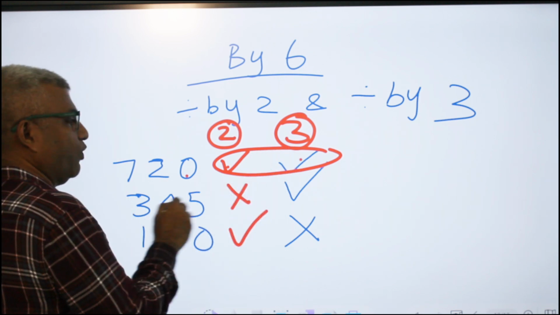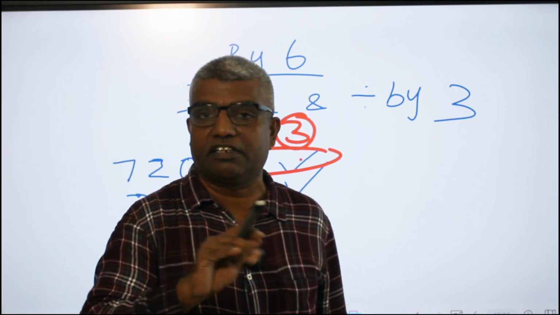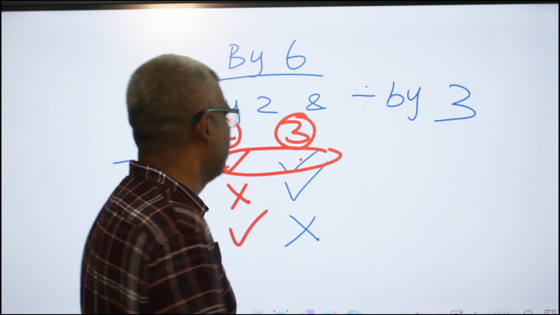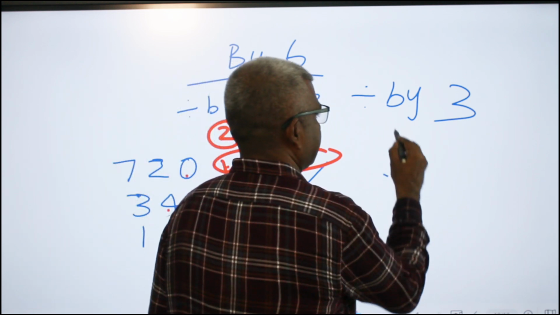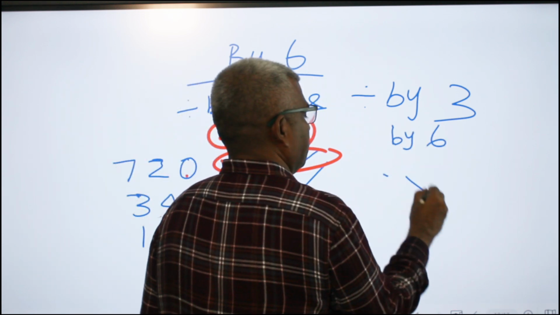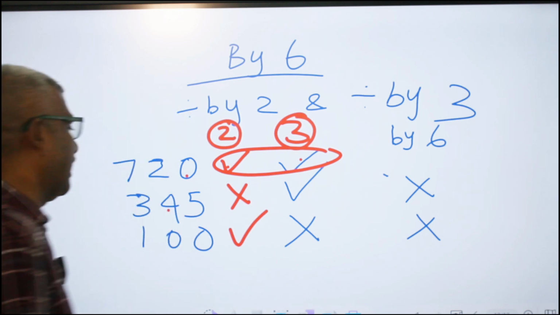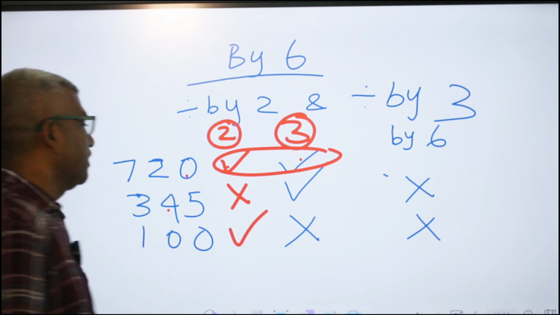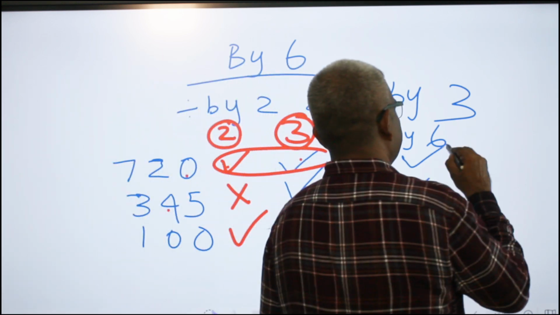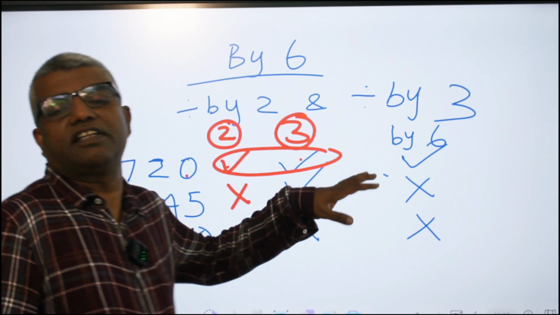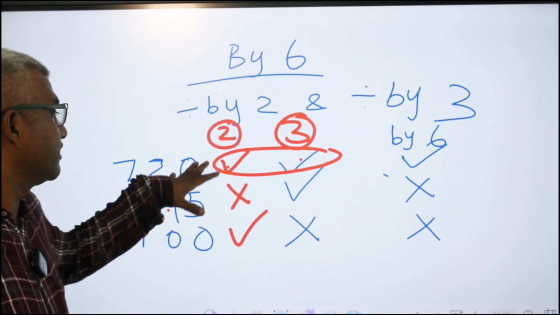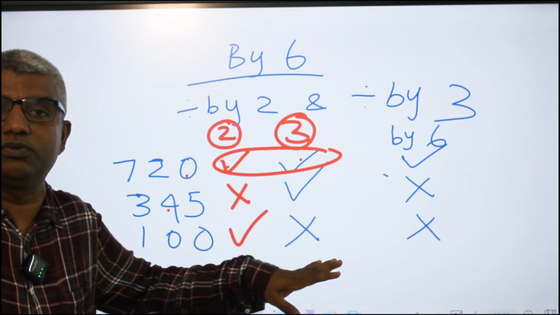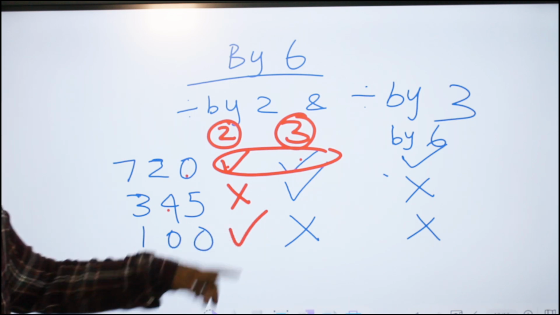Okay, here 345 is divisible by 3, but it is not by 2. So this cannot be divisible by 6. By 6, no. 100 by 6, no. But 720 by 6, yes. How? Because 720 is divisible by 2 as well as 3.